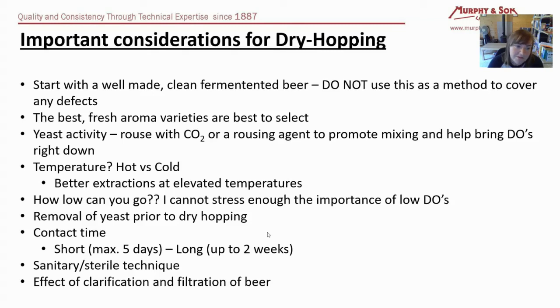It's obviously important to have sanitary and sterile techniques. Make sure you have a good CIP. Make sure you check that your CIP has worked, and ensure that contamination is not an issue. And then think about the effect of clarification and filtration. Obviously, like I said earlier, there's an interest in hazy beers, but if you do remove the particulates, then you'll have less issues.